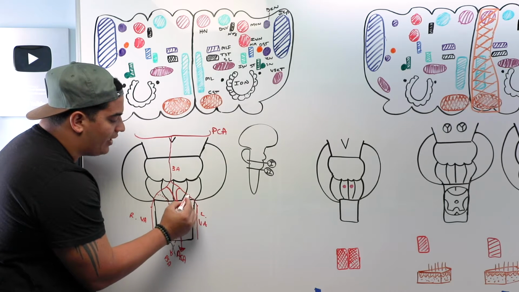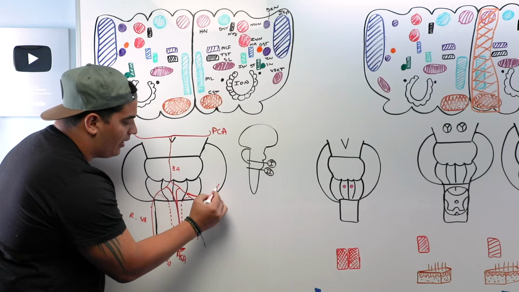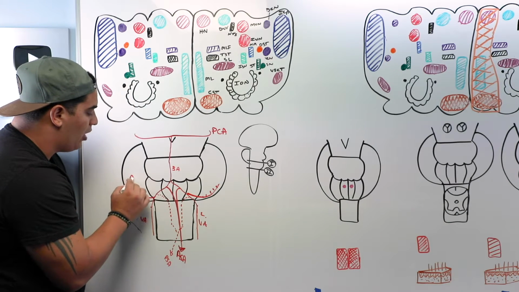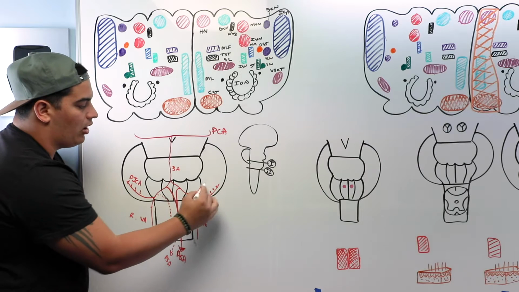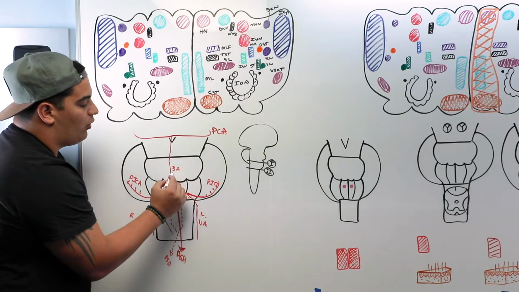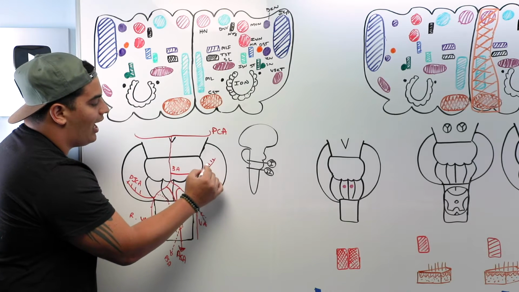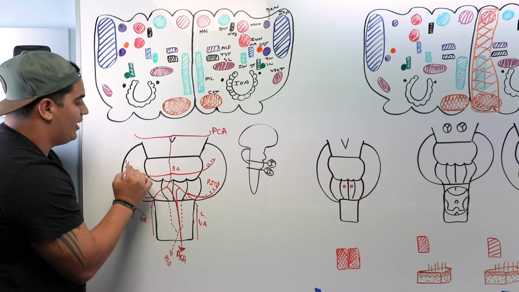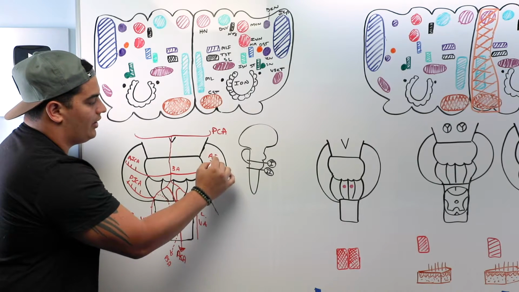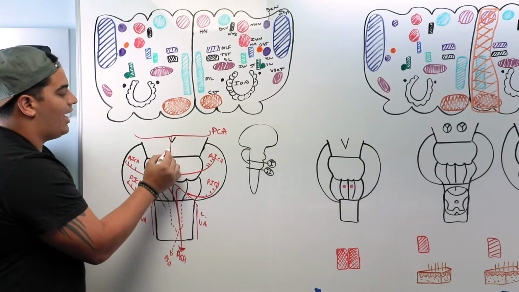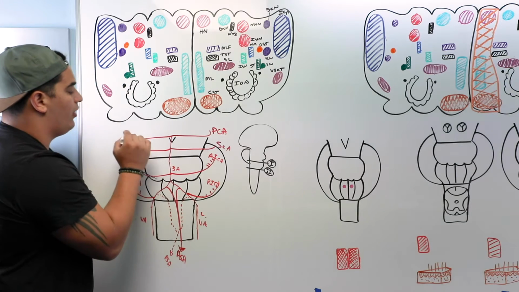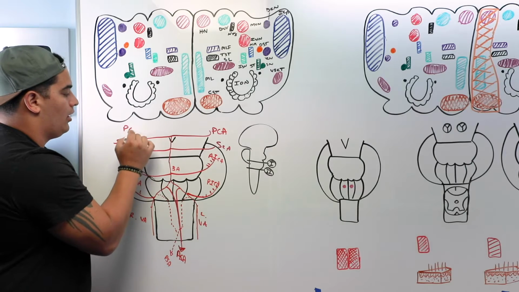You also have this branch coming off here. What is this guy? This is your PICA, right? The PICA is your posterior inferior cerebellar artery. What else do you have? You also have this one. This is your AICA, the anterior inferior cerebellar artery. And then the last one you have coming off of this portion around the midbrain is your superior cerebellar artery. Okay?